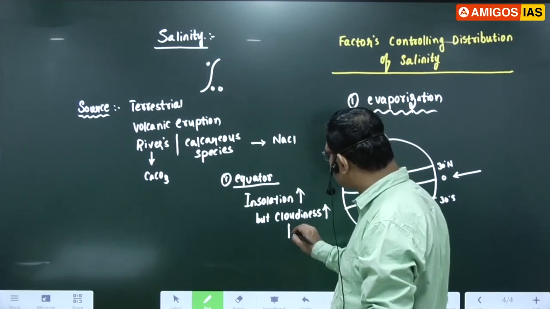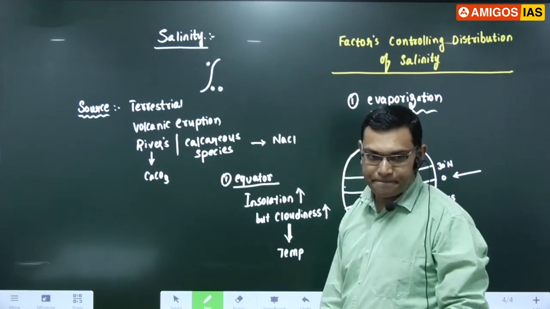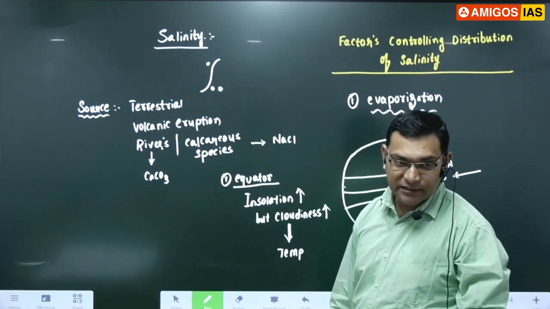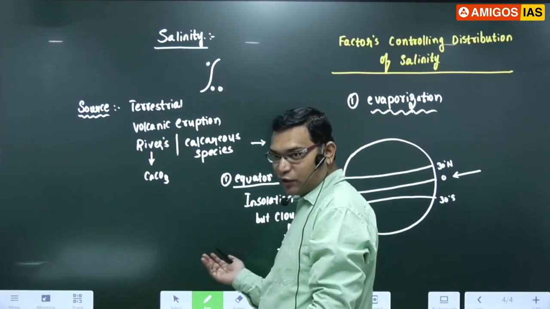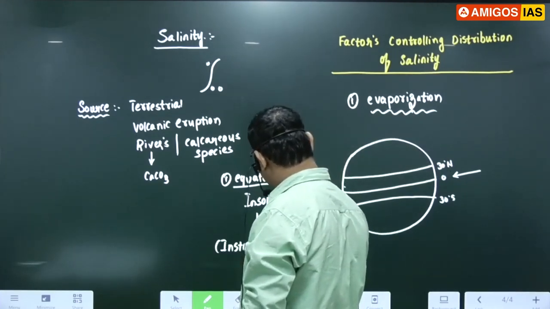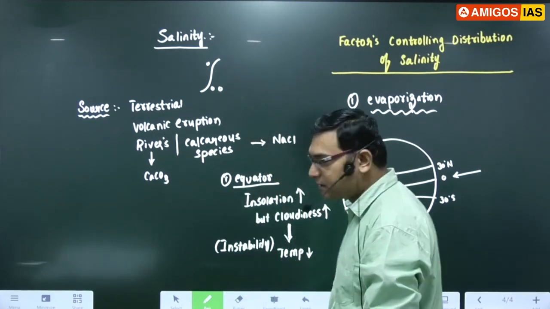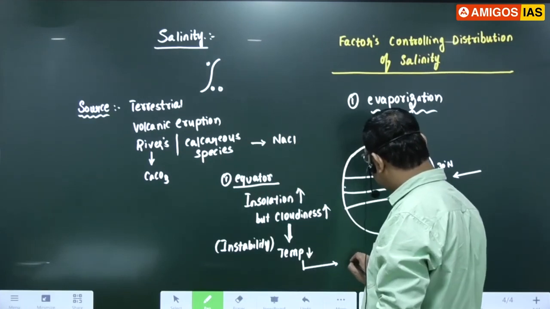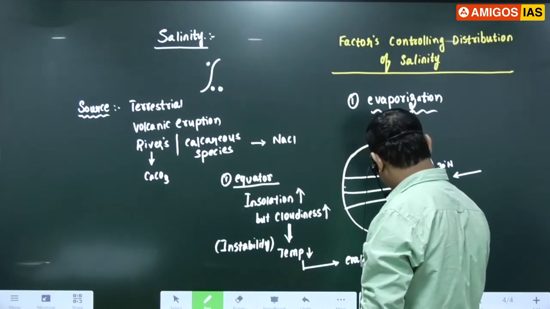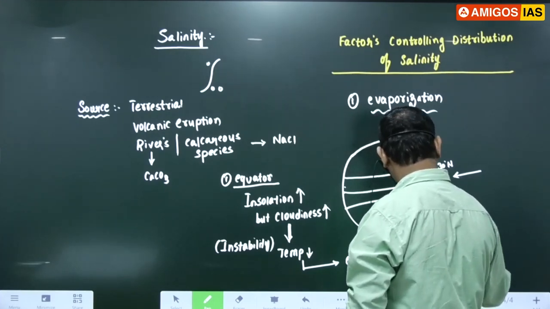Cloudiness is more, temperatures, stability, instability. Because of rainfall, no? So it is an instability region. Unstable. If it is instability, temperature decreases. If the temperature decreases, evaporation decreases, salinity decreases. Point clear?